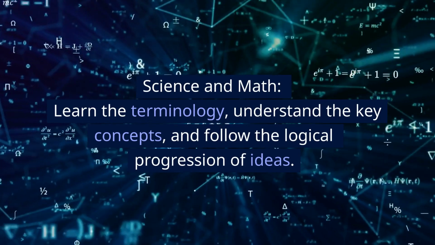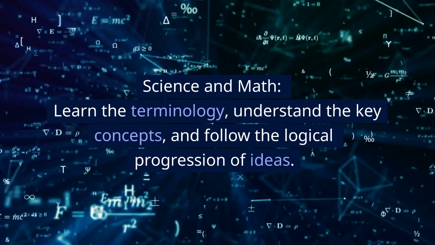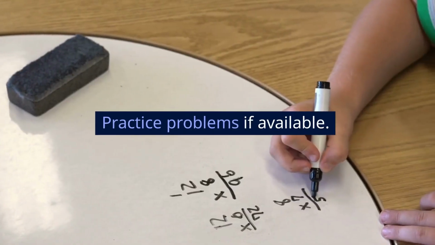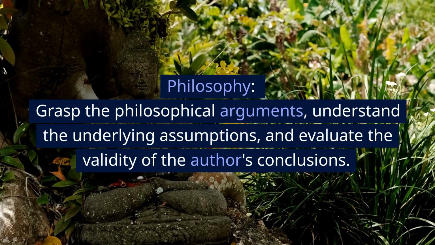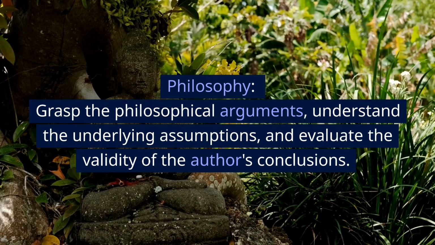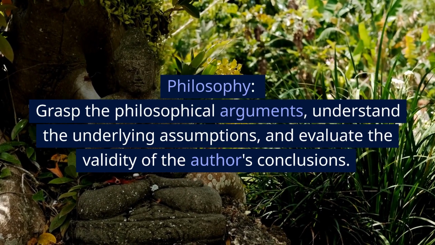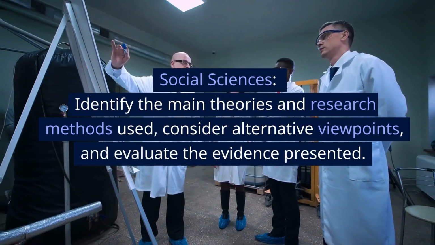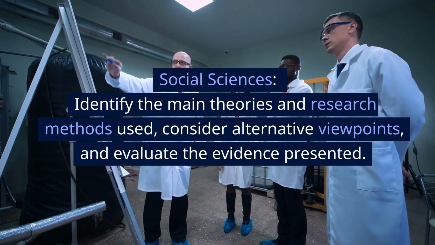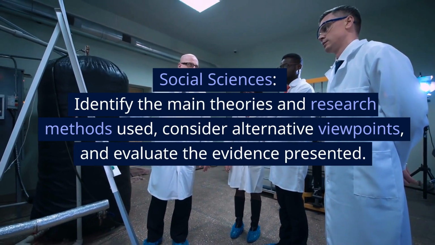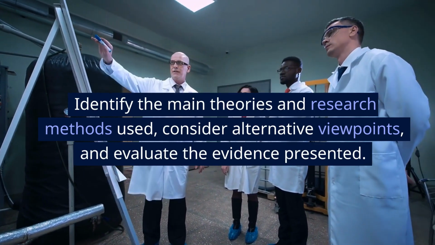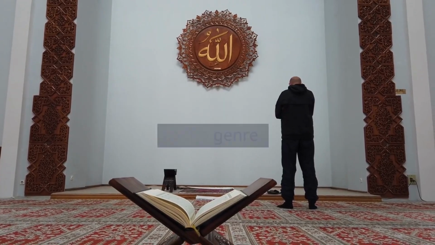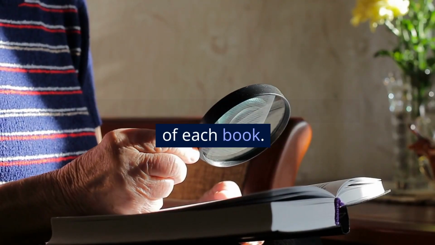Science and math. Learn the terminology, understand the key concepts, and follow the logical progression of ideas. Practice problems if available. Philosophy. Grasp the philosophical arguments, understand the underlying assumptions, and evaluate the validity of the author's conclusions. Social sciences. Identify the main theories and research methods used. Consider alternative viewpoints and evaluate the evidence presented. By adapting your reading approach to the genre, you'll maximize your understanding of each book.